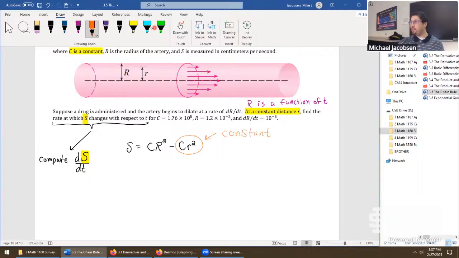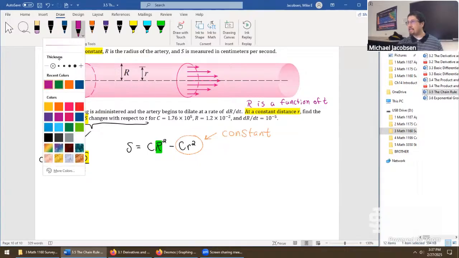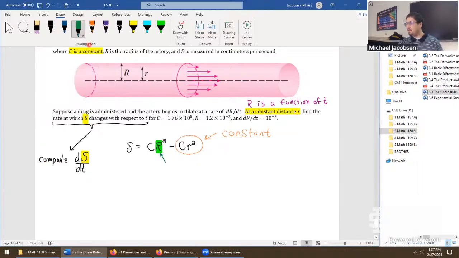So that's really informative for us. It's going to tell us how to differentiate. In front, C is also constant, so a constant multiple rule is coming up as well. And now next thing, R is a function of t. So when we're over here, this R, that's an inner function out of nowhere.